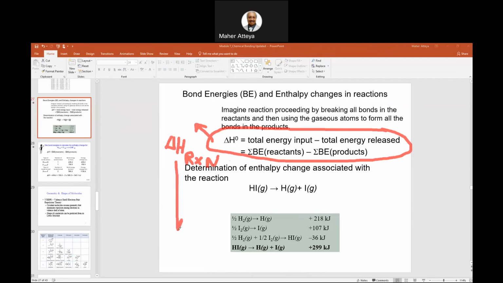Then you have to use delta H formation of the products minus delta H formation of the reactants.